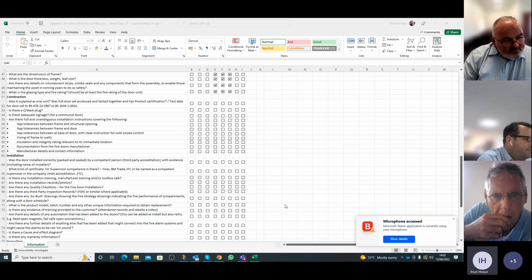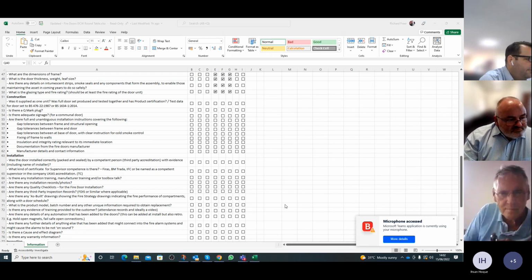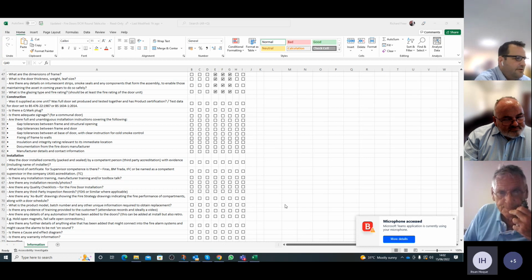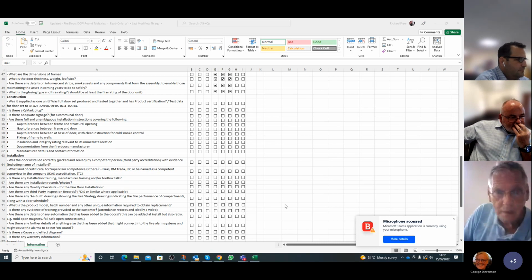If we look at question 55, it says, are there full and unambiguous installation instructions covering the following? Well, that's the manufacturer, because that is the test evidence the door has passed to, which will give you the gap tolerances for all of the above. The fixing to the frame walls, so you'll have solid, you might have no fines, you might have concrete block, you could have lots of different. Elliot, you're absolutely right, that's a really good point. The installation section, which is the next one down, is really what I was talking about. So, Elliot, good catch.